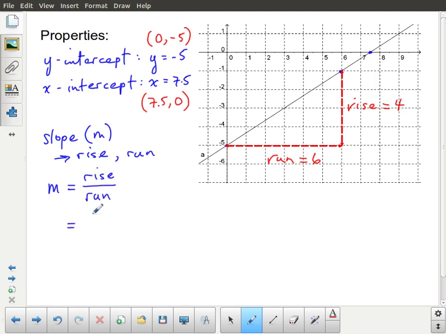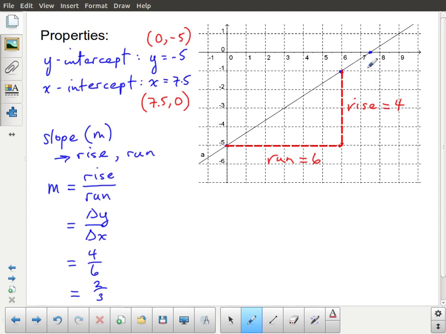Another way of saying that is the delta y over delta x, the change in y coordinates over the change in x coordinates. And in this case, our change in y is 4, our change in x is 6, and we should reduce that fraction to 2/3. So this has a slope of 2/3.